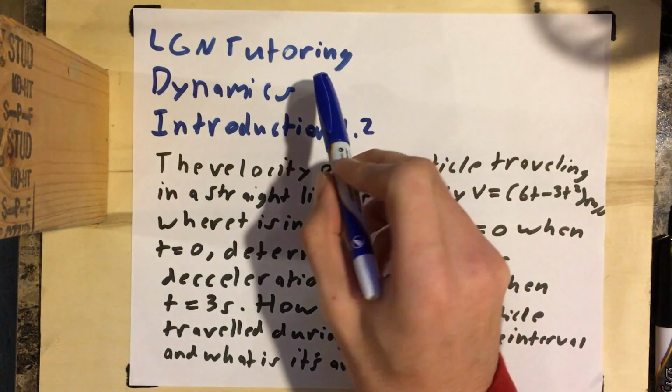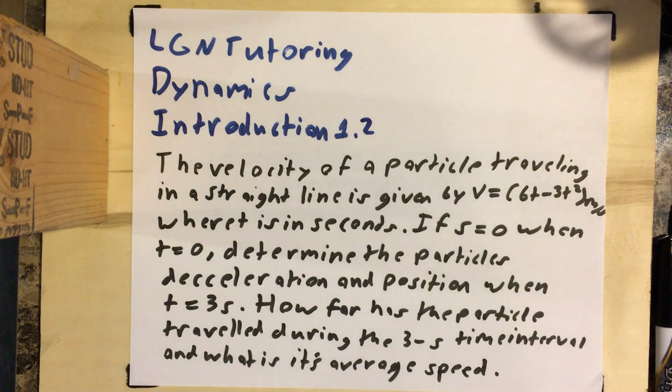Today I'm bringing you guys another introductory dynamics problem. We'll start right off. The velocity of a particle traveling in a straight line is given by v equals 6t minus 3t squared meters per second, where t is in seconds. If s is equal to 0 when t is equal to 0, determine the particle's deceleration and position when t equals 3 seconds. How far has the particle traveled during the 3-second time interval, and what is its average speed?